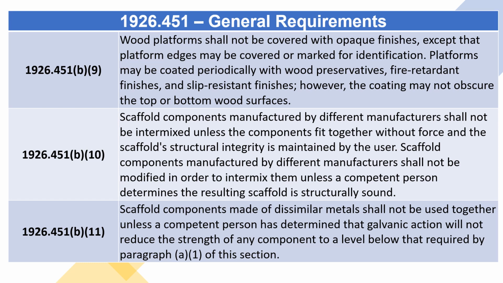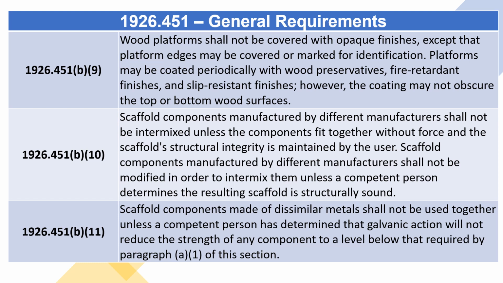1926.451(b)(10): Scaffold components manufactured by different manufacturers shall not be intermixed unless the components fit together without force and the scaffold's structural integrity is maintained by the user. Scaffold components manufactured by different manufacturers shall not be modified in order to intermix them unless a competent person determines the resulting scaffold is structurally sound.